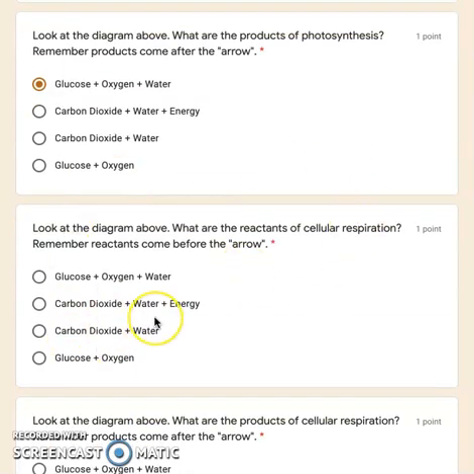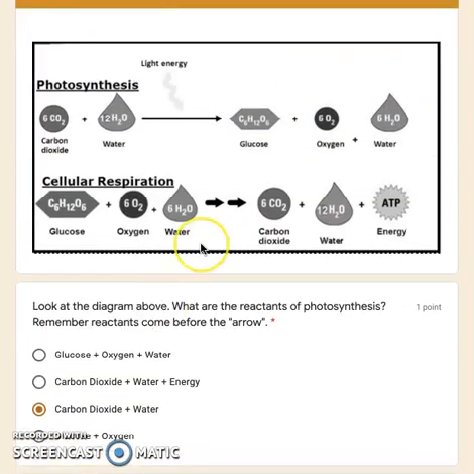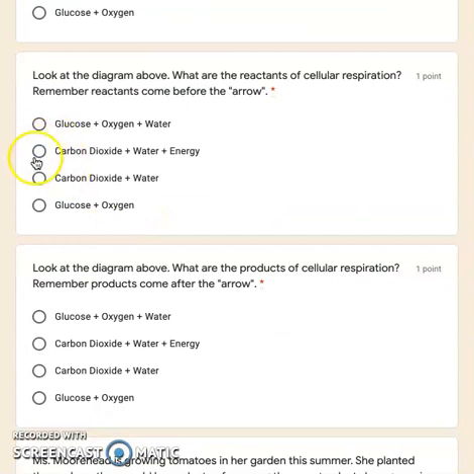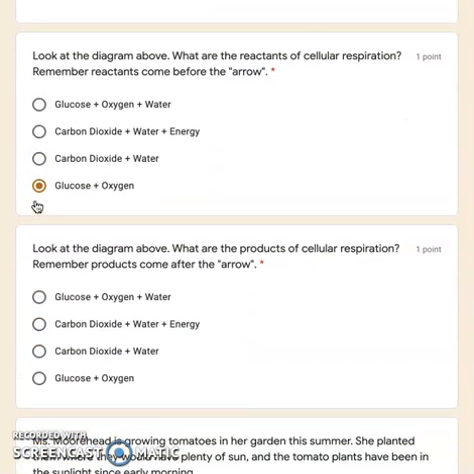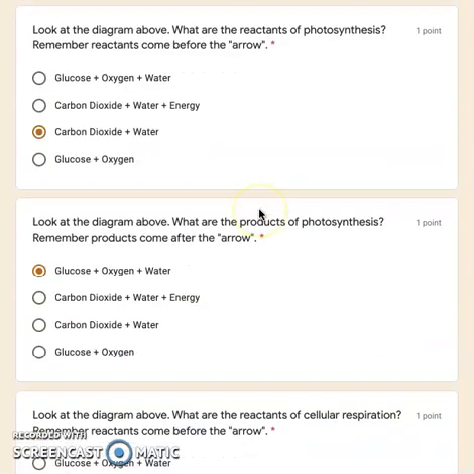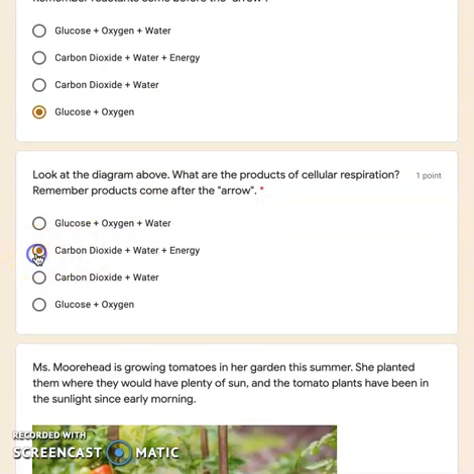Then we're moving on to looking at cellular respiration, and we're looking at the reactants of cellular respiration. Again, remember, the reactants are what comes before. Reactants are the things that you need in order for a chemical reaction to occur. So in order for cellular respiration to occur, you need glucose, oxygen, and water. And then your products are what you get at the end. So after cellular respiration occurs, you get carbon dioxide, water, and energy.